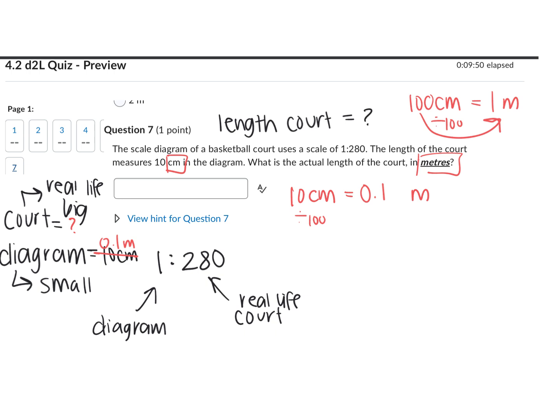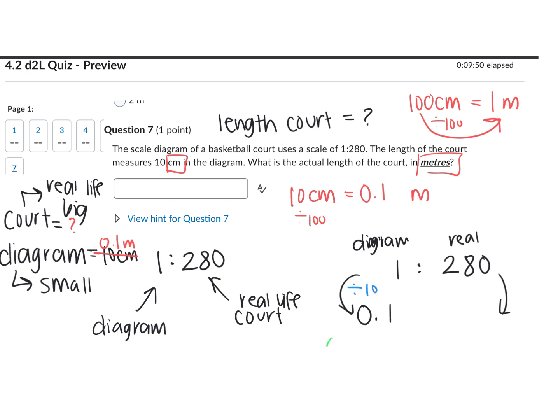Last thing I'm going to do is come back to my original ratio. Again, I've got the diagram versus the real life. I know that I have 0.1 meters of the length of the diagram, and I'm being tasked with solving the meters of the real life court. To go from 1 and end with our answer of 0.1, we would need to divide by 10.